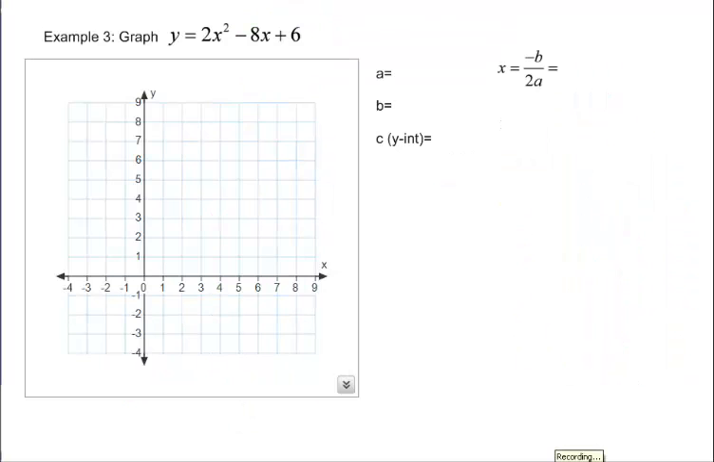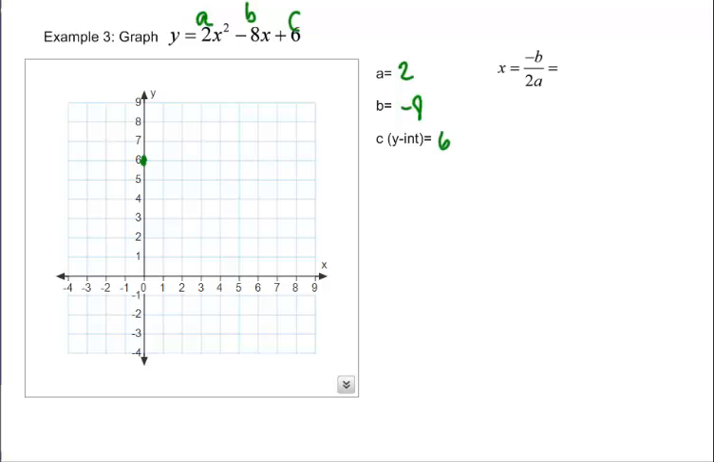Okay, let's make the difficulty a little bit more challenging here and graph y equals 2x squared minus 8x plus 6. And so when we graph this guy, we need to know what A, B, and C are. Well, here's the number A, here's the number B, here's the number C. So A is going to be 2. B is going to be -8. And C, which is our y-intercept, is going to be 6. So right off the bat, I know I'm going to go through the line right here. That point is on my graph.